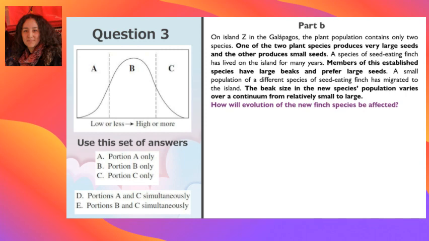So we know that the food source on the island is either very large or very small seeds. We know that there is already a population on the island feeding on the large seeds. So they're already feeding on that resource. And then we have a new species that has genetics for all different beak types. So let's say that proportion A is very small beaks, B is going to be kind of like intermediate, and C will be large beaks.